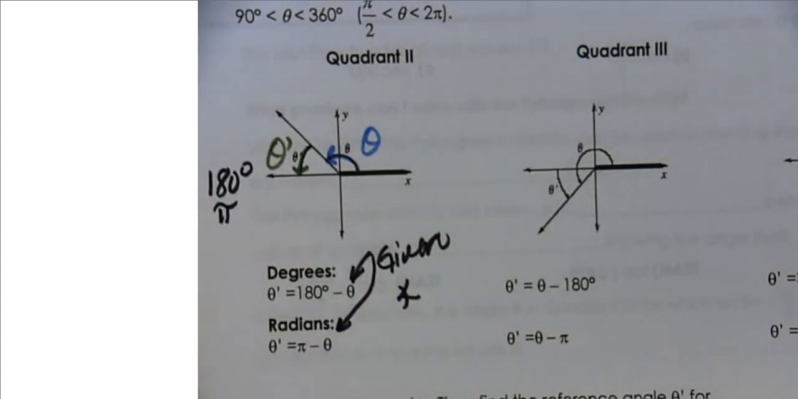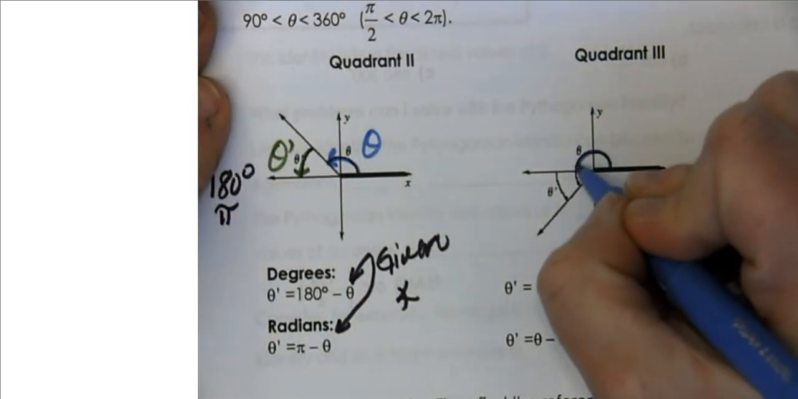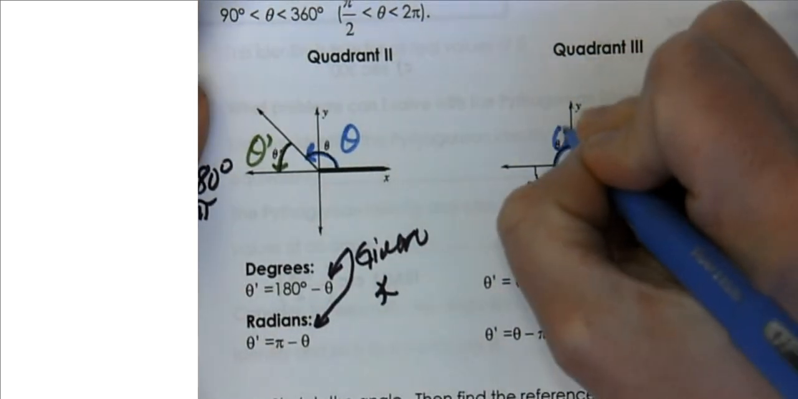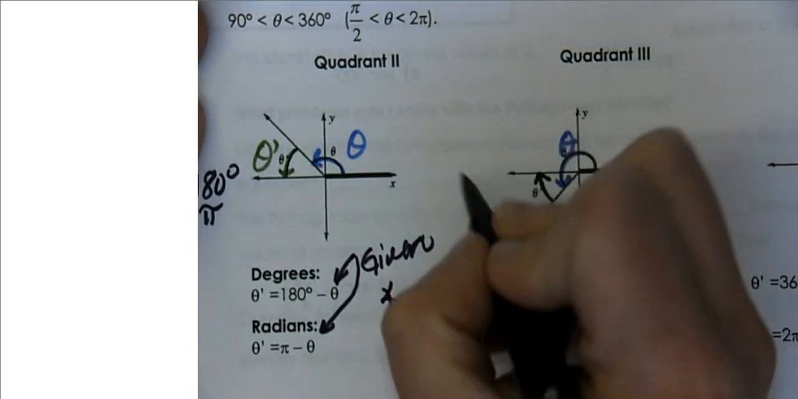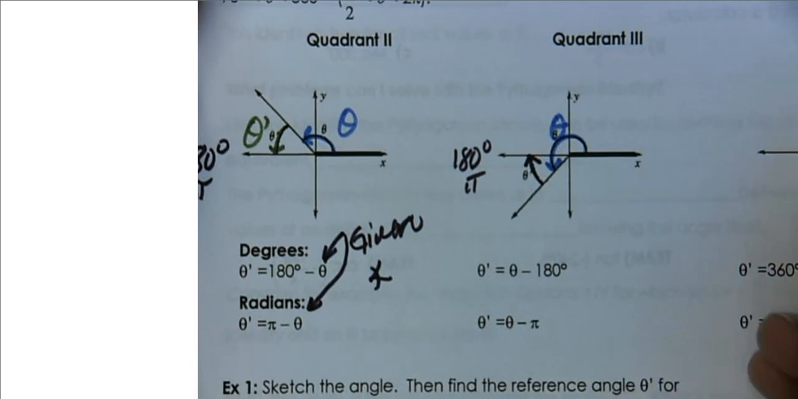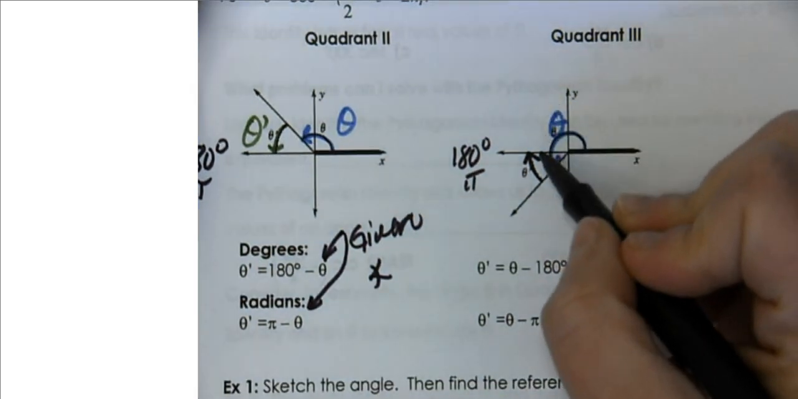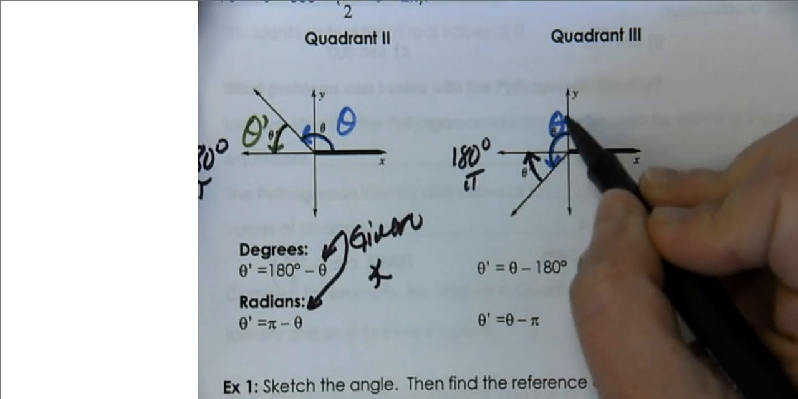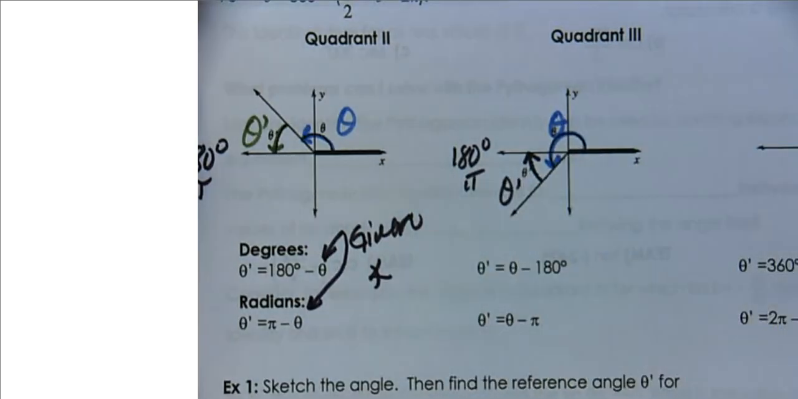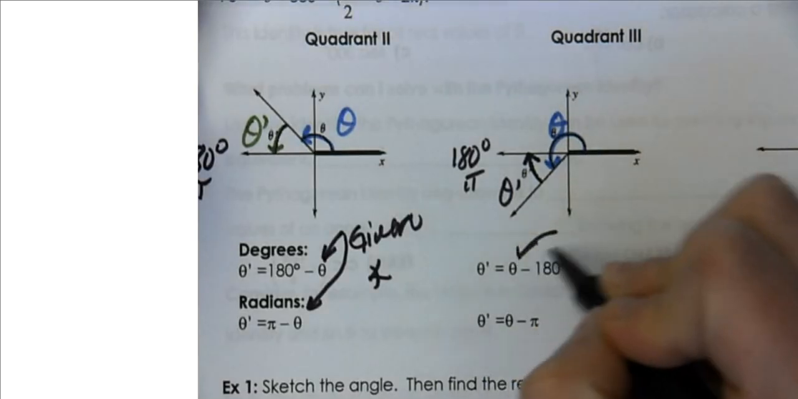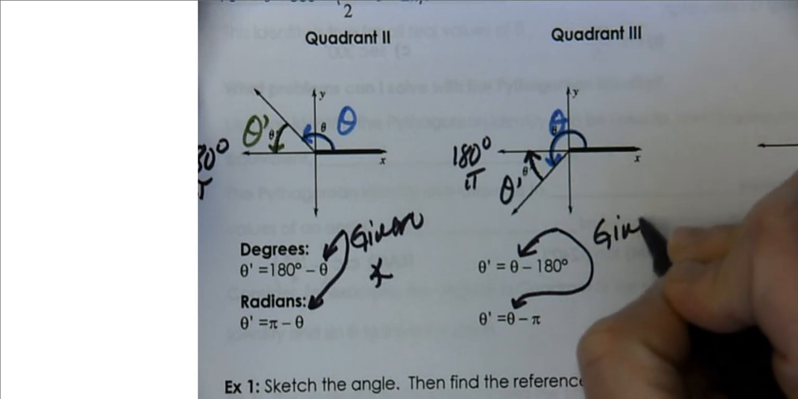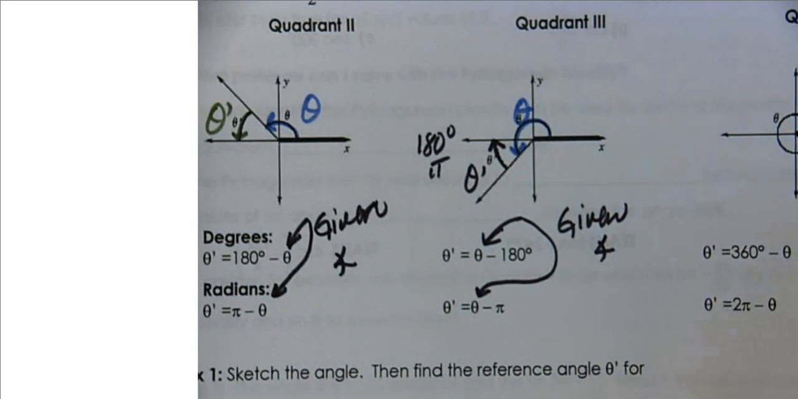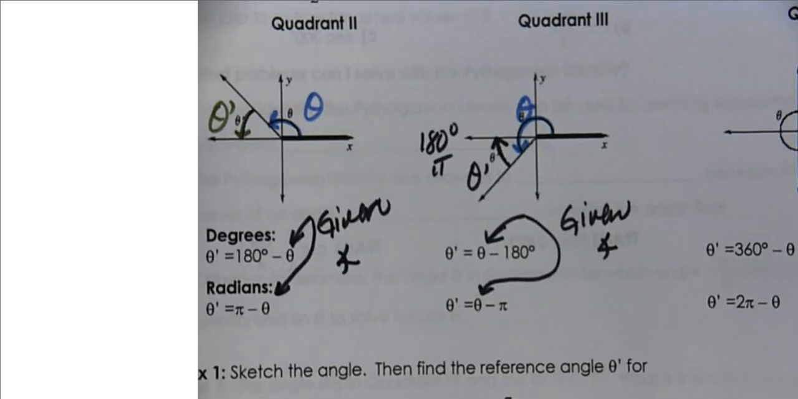Let's go ahead and look at quadrant number 3. If your angle lands in quadrant number 3, here's where theta is, you're asking yourself, how far away is it from the closest x-axis of 180 or pi? In quadrant number 3, we would go all the way to 180 and then add a little bit more, and that little bit more is your theta prime. If you wanted a formula, which, like I said, don't focus too much on, you would take your given angle and subtract 180 or subtract pi, and what's left over will be your theta prime.